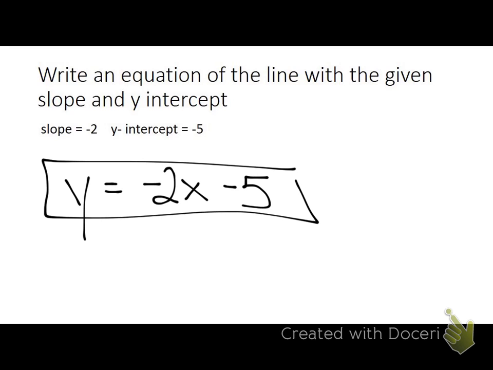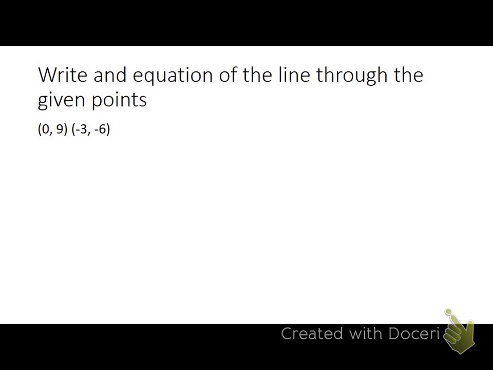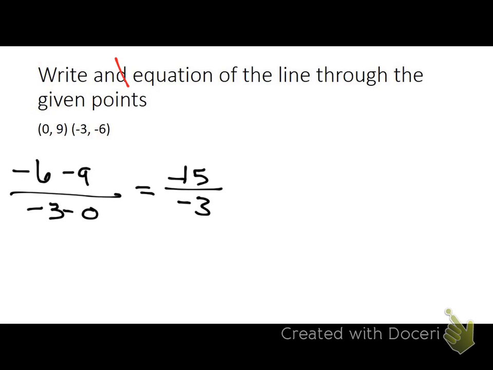But now what if you're just given ordered pairs? Okay, so now you have ordered pairs, and you have to write an equation of the line through the given points. Use the ordered pairs to find the slope. Negative 6 minus 9 over negative 3 minus 0. What's negative 6 minus 9? Negative 15 over negative 3. So what is that going to be? Positive 5. Yeah. So now y equals 5x, but how do I know my y-intercept?